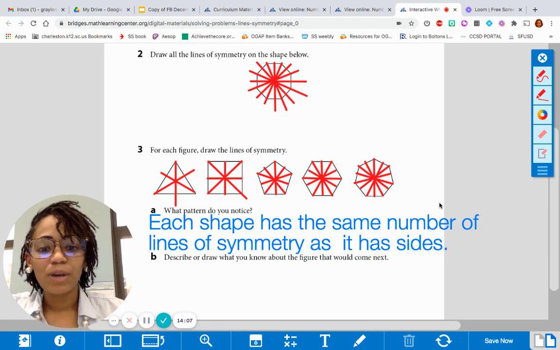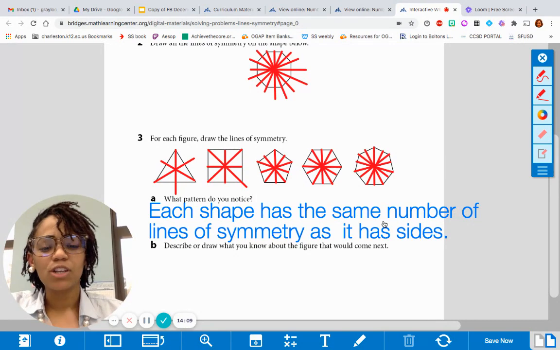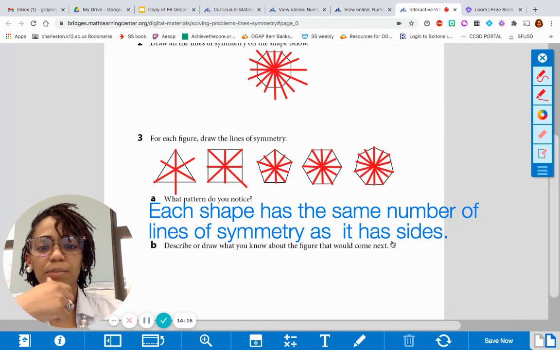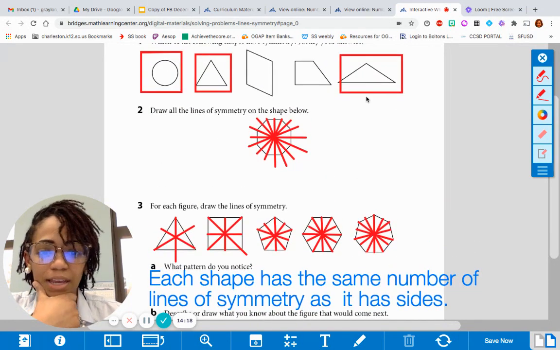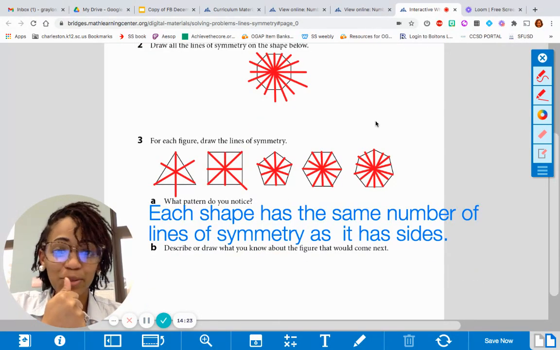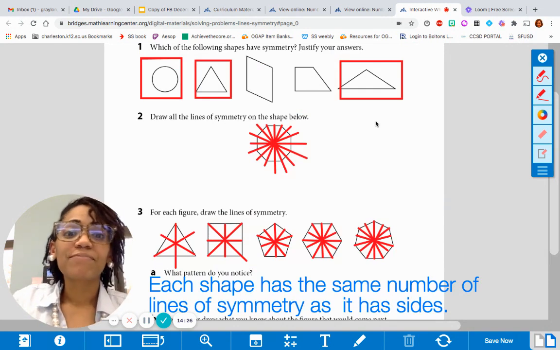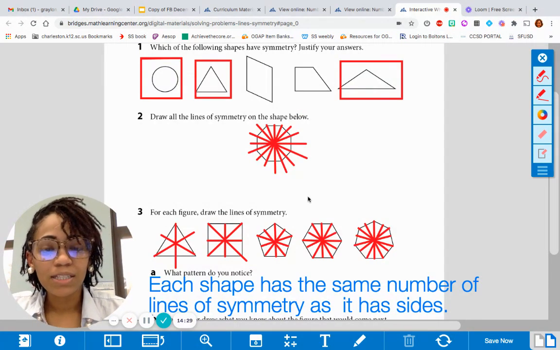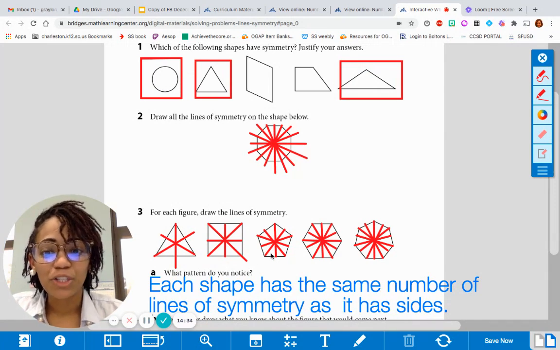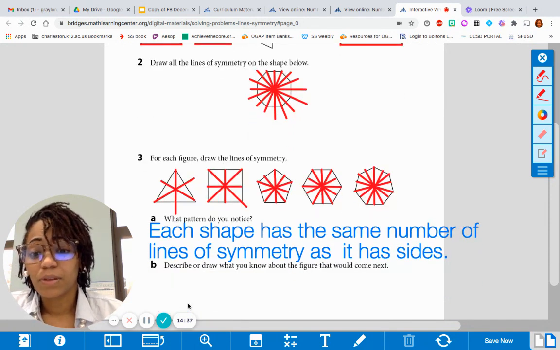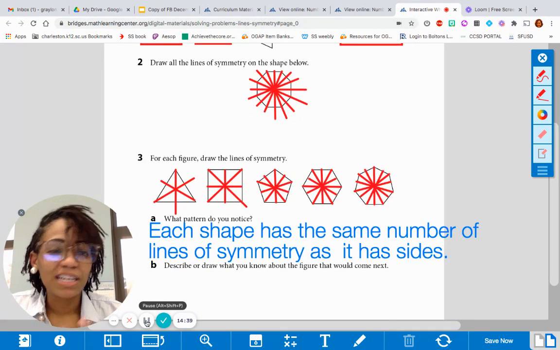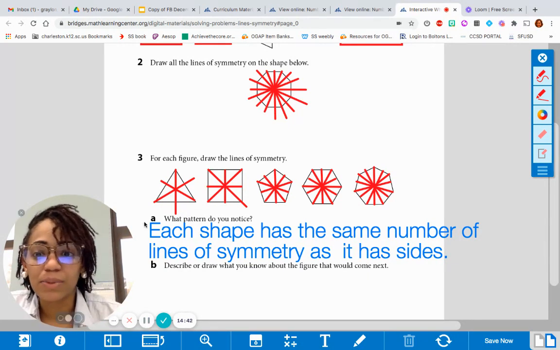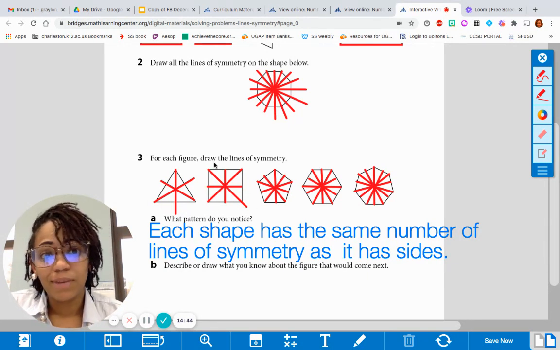Now it says, what do you know about the figure that's going to come next? Oh wait, let's talk about this real quick. 3, 4, 5, 6, 7. But we had a triangle up here that didn't have 3. Does that say something to you? If not, I want to tell you that polygons, normal polygons, would probably follow this rule, or the pattern that we just noticed. Okay? And maybe I shouldn't say normal. Maybe I should say regular polygons when all the sides are the same and the angles are the same.